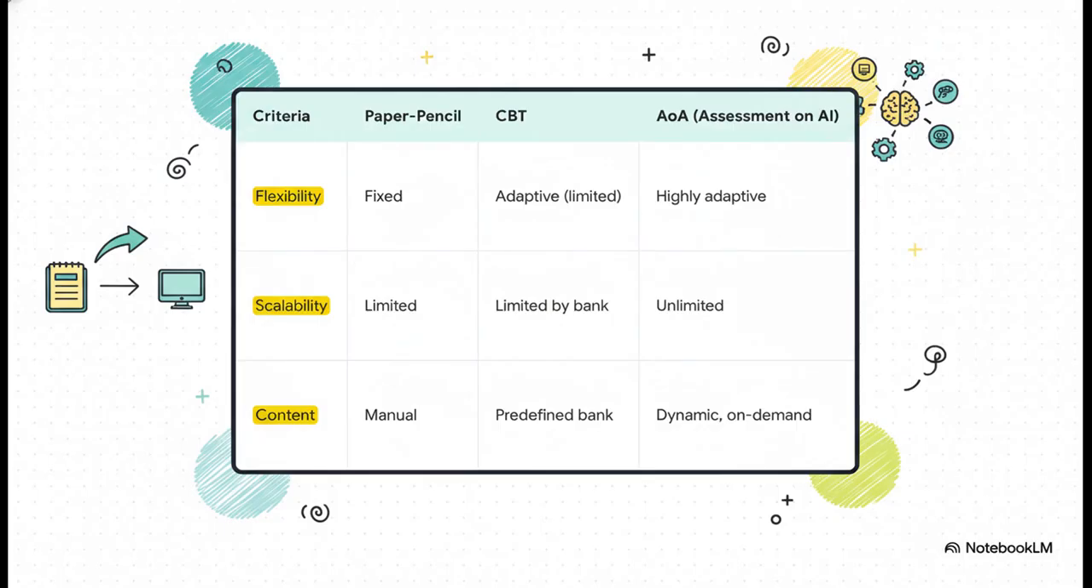And when you lay these models side by side, the difference is, well, it's night and day. Just look at content generation. Paper tests, totally manual. The computer-based tests we have now, they're just pulling from a predefined bank of questions. But AoA, it's dynamic, on-demand, created by AI. This completely shatters that old bottleneck, which opens the door to basically unlimited scalability and true personalization.